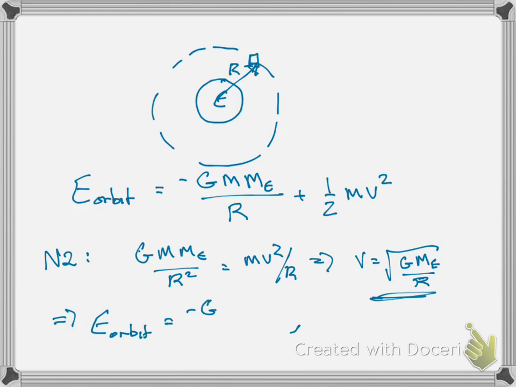Minus GMm_E over R plus 1/2 GMm_E over R. So that ends up being that the energy of something in orbit, anything in orbit, is minus GMm_E over 2R. Whoops, over 2R, 1/2 GMm over R. Just solve the algebra from the previous page, and that's what you get. The total energy of something in orbit is minus GMm over 2R.